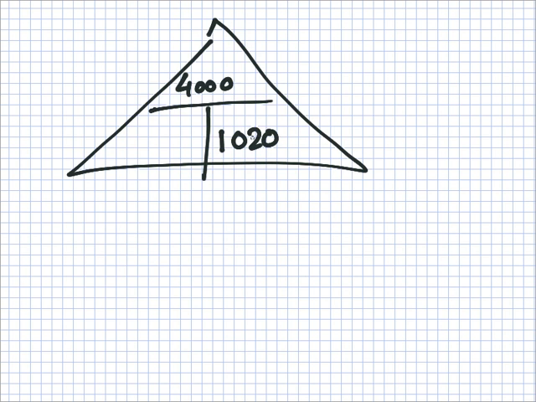And then here is distance, speed, time. So 4,000 divided by 1,020. 3.92. So that's the distance, that's the speed, and that's the time. That's okay so far?